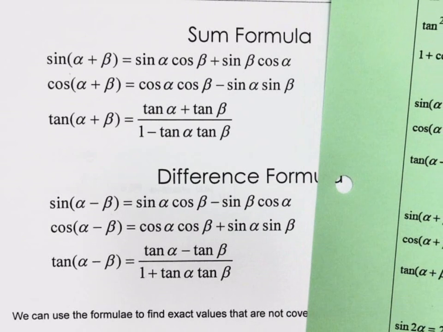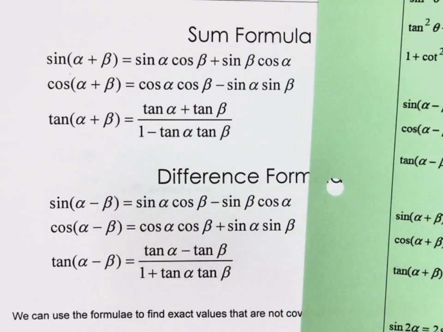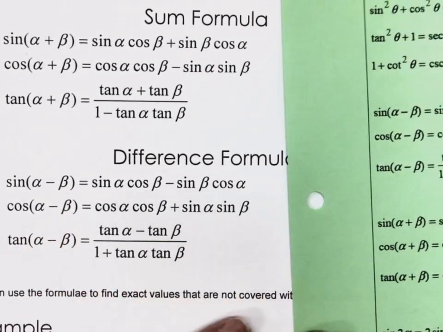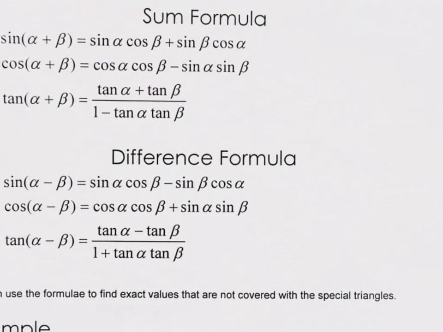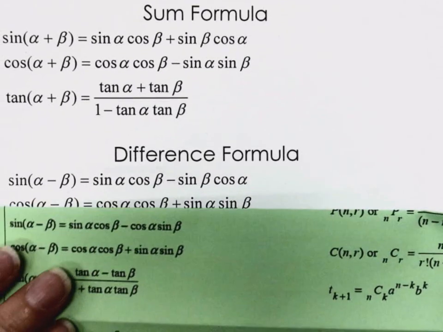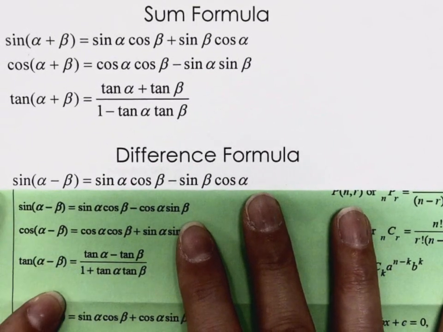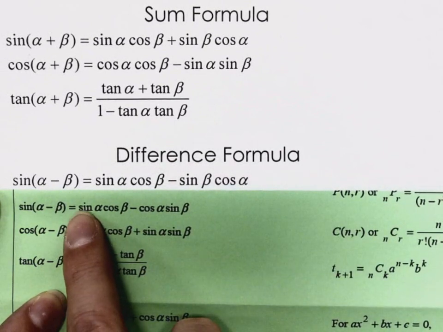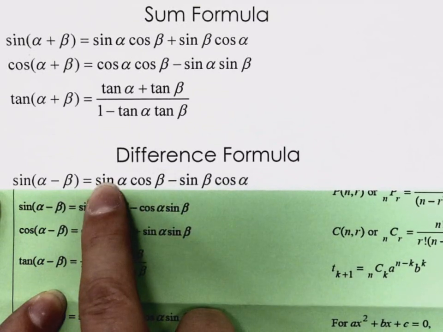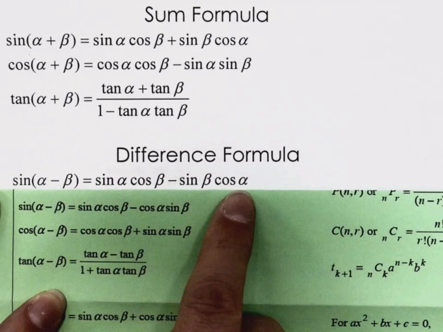Mine are done in opposite order sometimes. I think I went back and fixed them. Yeah, if you look at the difference formula in my notes versus the one on the formula sheet, I switch orders. This is sine alpha, cos beta, and then they go cos alpha, sine beta. I went sine alpha, cos beta, sine beta, cos alpha.